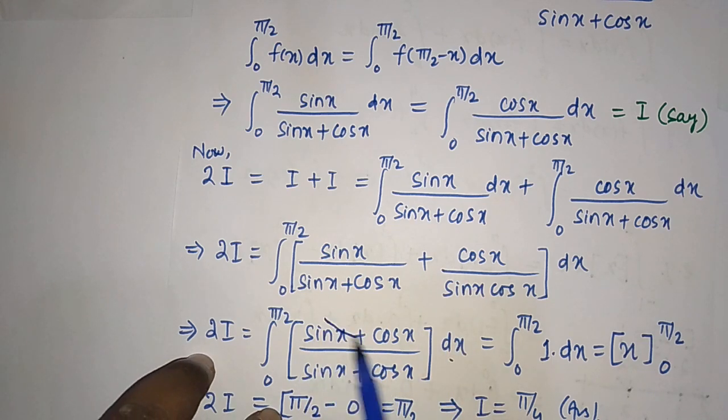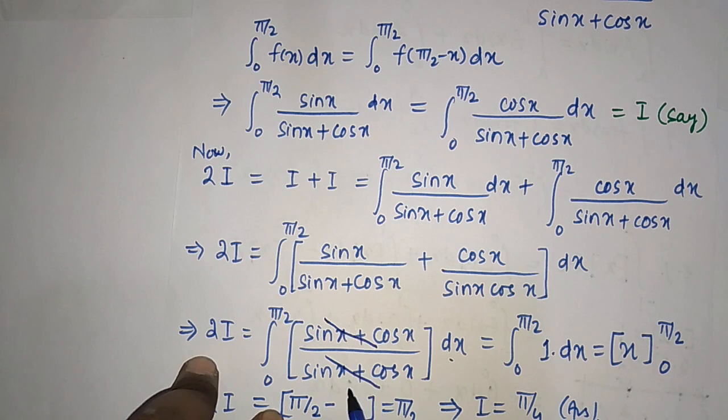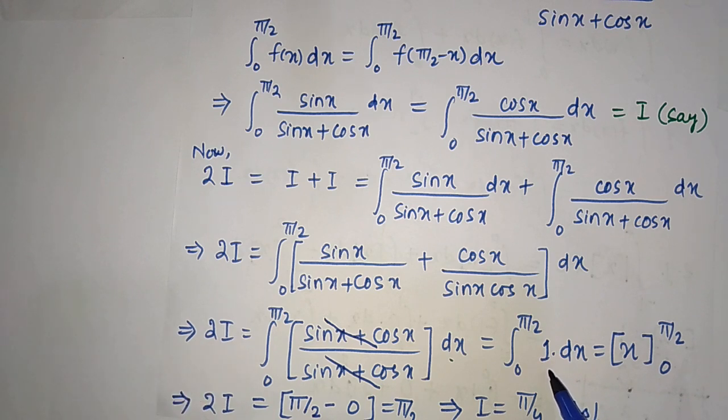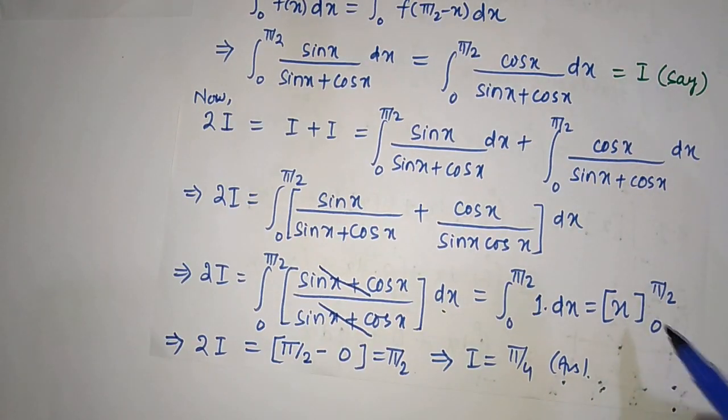Now both the terms will be cancelled out, only one will be there. Integration of 1 is x, and here pi by 2 is the upper limit, 0 is the lower limit, write like this. Then after solving, first you will put the upper limit, so it is pi by 2 minus 0, so the answer of pi by 2 minus 0 is equal to pi by 2.